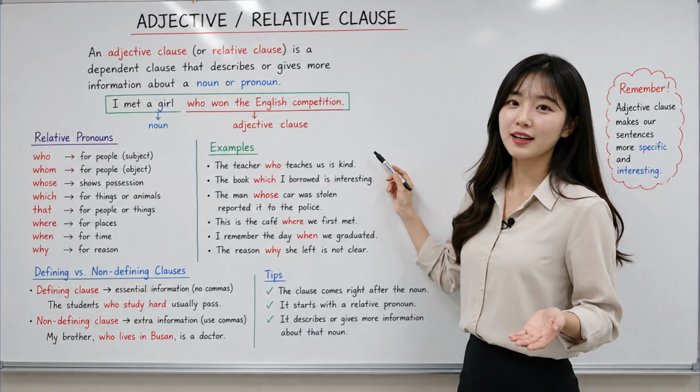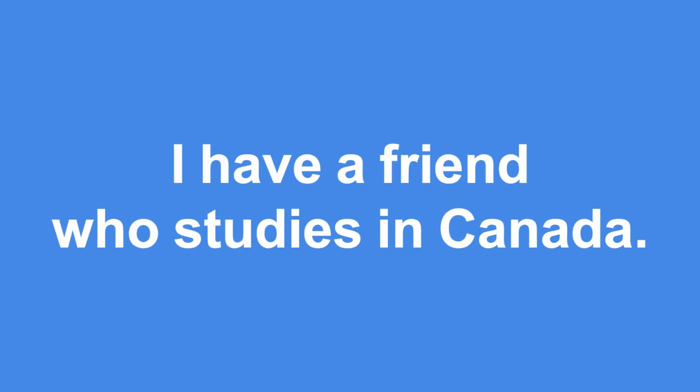Why do we use adjective clauses? Now you may wonder, why don't we just write two separate sentences? Let's compare them. First, I have a friend. She studies in Canada. These two sentences are correct, but they sound disconnected. Now combine them. I have a friend who studies in Canada. This sounds much more natural.